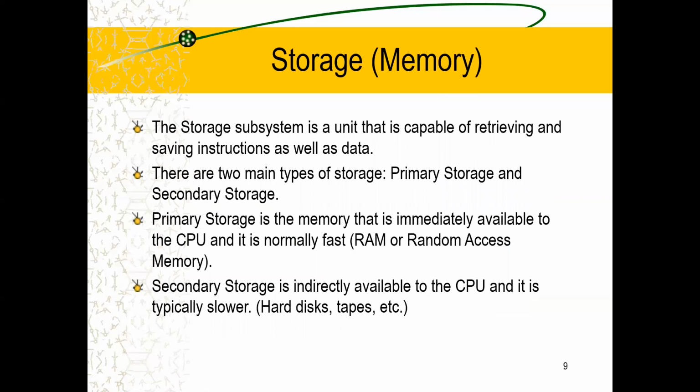Now storage. When we talk about storage, the data is stored in memory, and the data is retrieved for operation from memory, as well as after performing an operation, it can be saved in memory. There are two types of memory: primary storage and secondary storage. Primary storage is the memory that is immediately available to the CPU and is normally fast. It is also known as RAM, or random access memory. Secondary storage is not directly available to the CPU and is typically slower. Examples are hard disk, tapes, etc.